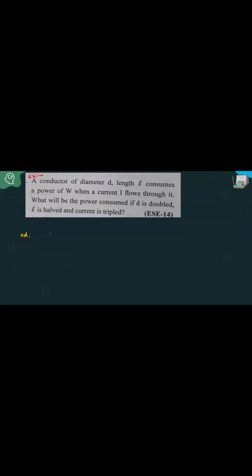Yes, friends. We know that P equals I square R. Shall I write it like this? I square into R, and R you can write as rho L by A, which is pi r square. Then what is given? P dash equals current tripled, 3I whole square, into rho into length halved.